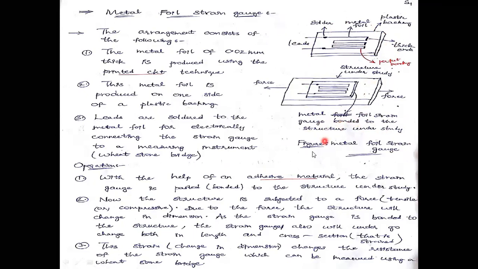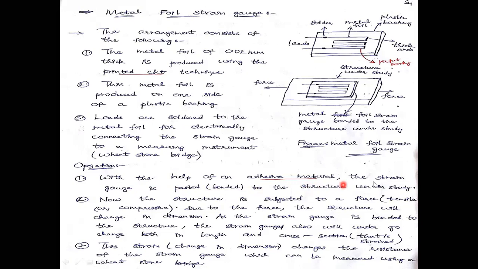Okay. We will see the description part. The arrangement consists of the following: the metal foil of 0.02 mm thickness is produced using the printed circuit technique. This metal foil is produced on one side of a plastic backing. Leads are soldered to the metal foil for electrically connecting the strain gauge to a measuring instrument. By using the Wheatstone bridge, I can measure the change.